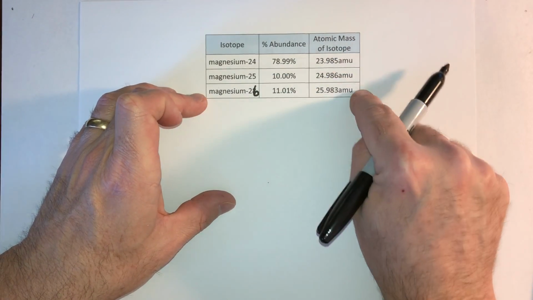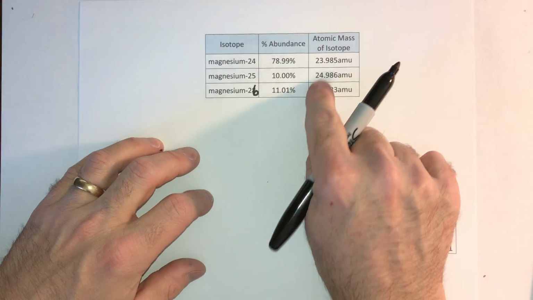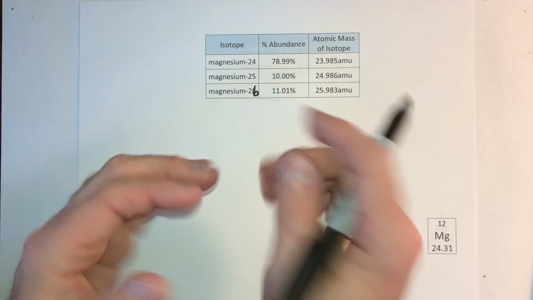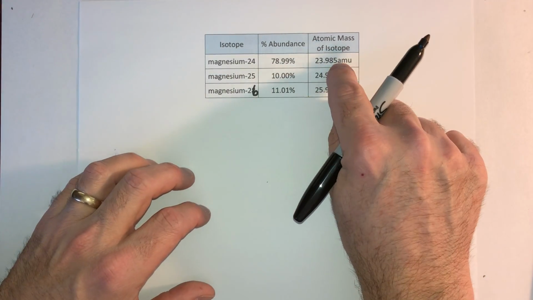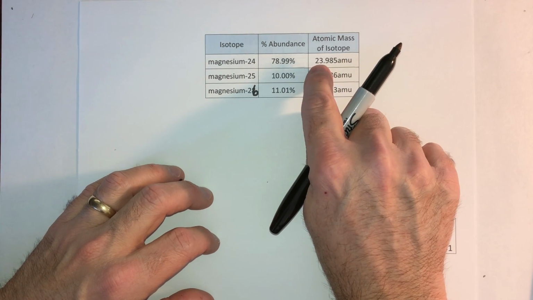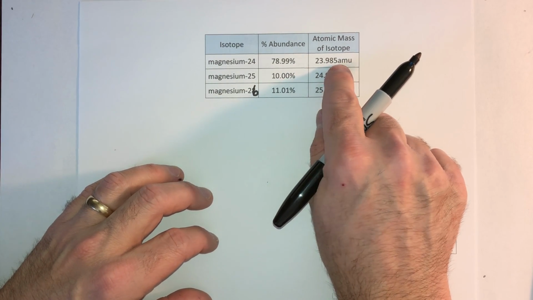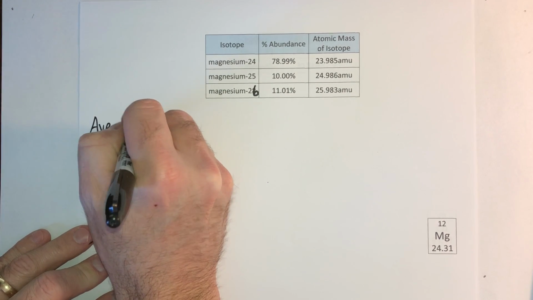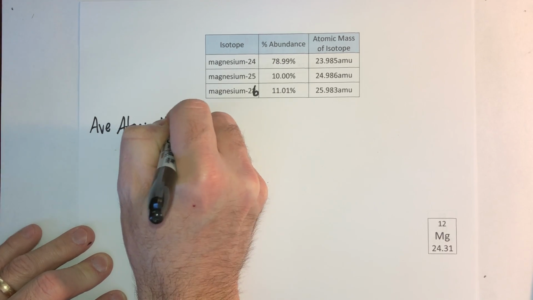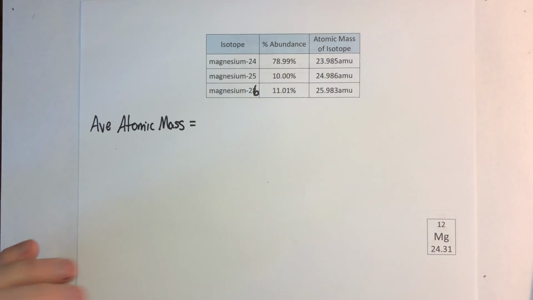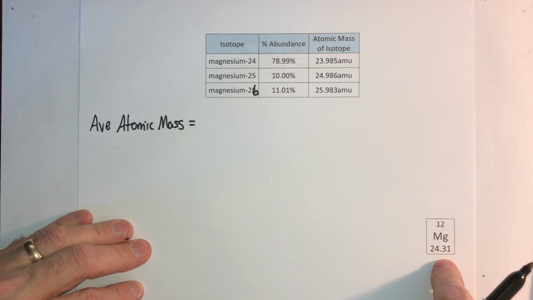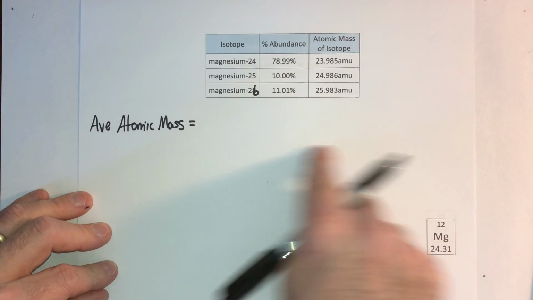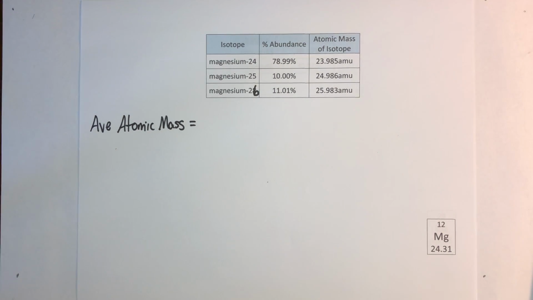These numbers have to be given to you. There's no way that you can guess them with that amount of decimal places. I could guess that a magnesium 24, if I put it on a scale, would have a mass of 24, but there's no way that I could guess that it would be 23.985. Okay? So if I want to calculate the average atomic mass, now, I already looked it up on my periodic table. I already know what the answer is going to be. The answer is going to be 24.31. So when we do this calculation, I should be able to check my answer at the end.